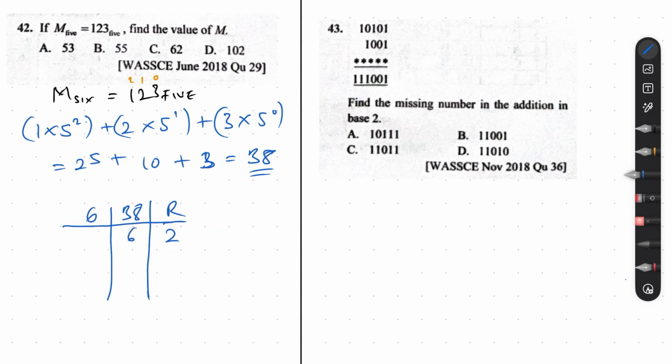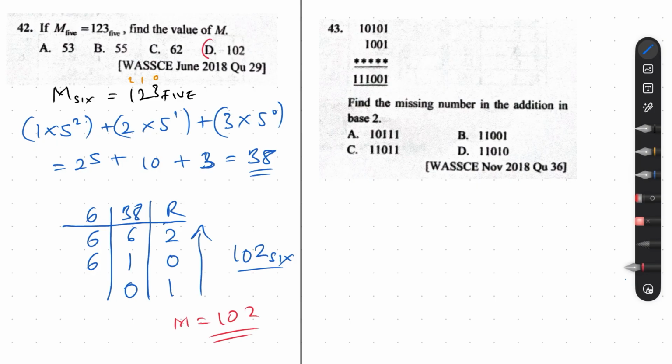Again, 6 goes into 6 how many times? Once. Remainder 0. And then finally, 6 goes into 1 how many times? 0. Remainder 1. So that is our answer, 102 base 6. So our m is equal to 102, which is D. Cool.